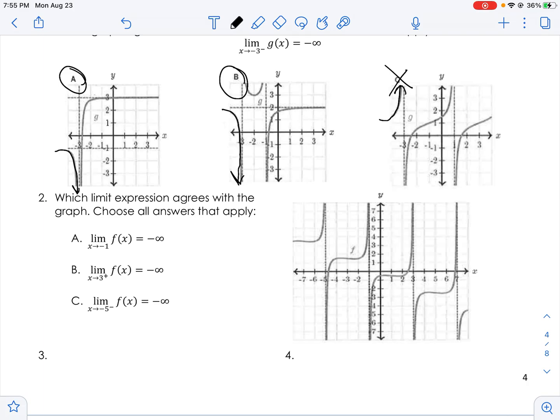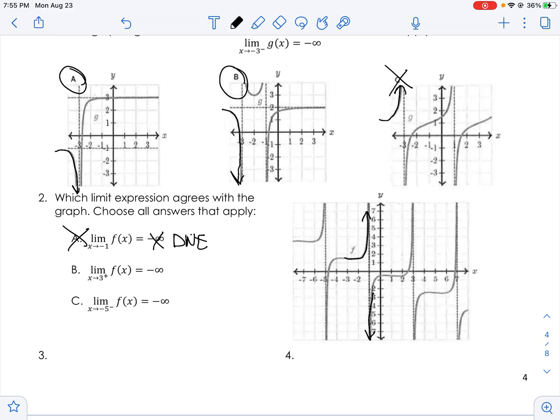Question number 2. Which limit expression agrees with the graph? Choose all answers that apply. The limit as x approaches -1 of f of x equals negative infinity. Well, remember, we have to check the left side and the right side. As I'm approaching -1 from the left side, it's going up towards positive infinity. As I approach it from the right side, it's going towards negative infinity, which means the limit does not exist. So therefore, answer choice A does not work for this graph.